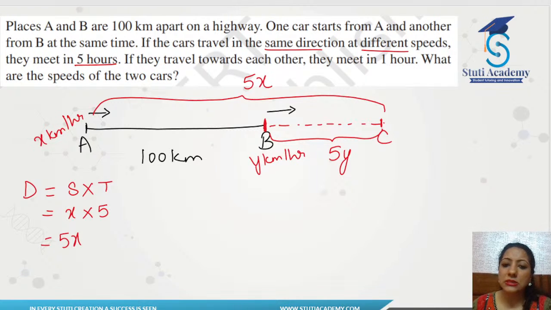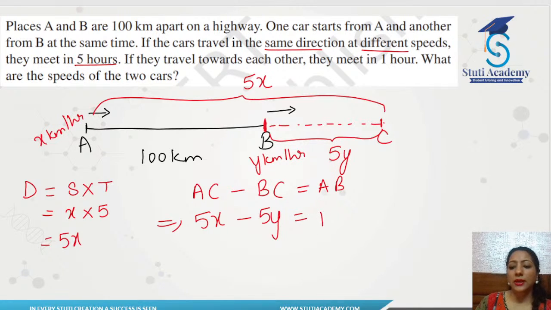Very clearly we can see that AC minus BC is equal to AB. AC is this, minus BC is AB. So let us put the values here. AC here is 5x, BC here is 5y, that is equal to AB. AB we already know is 100, that's given to us in the question.